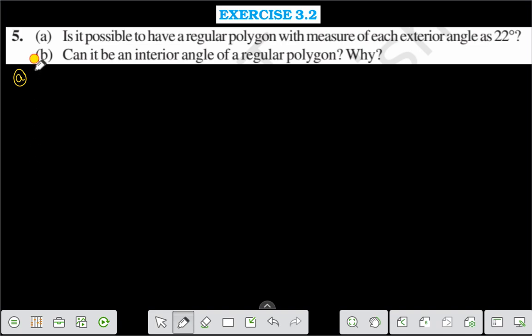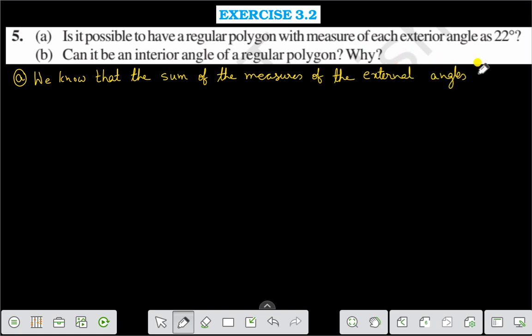We know that the sum of the measures of the exterior angles of any polygon is 360 degrees. We know this one, right?